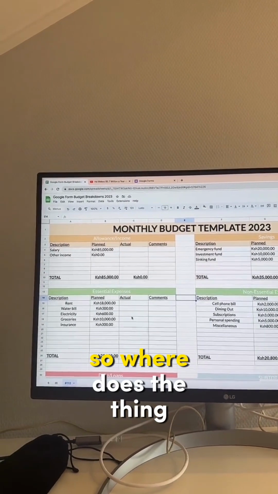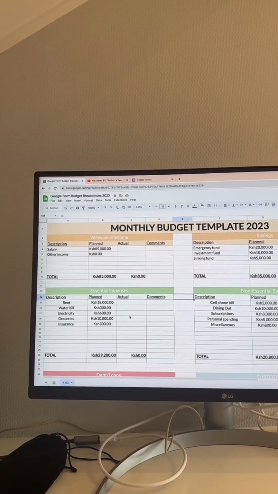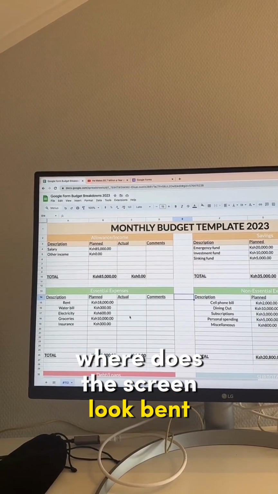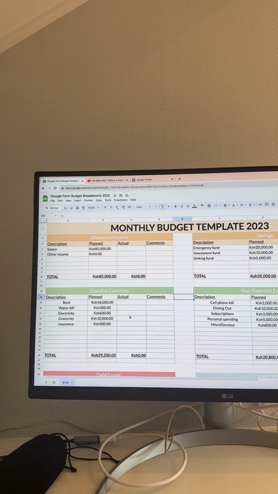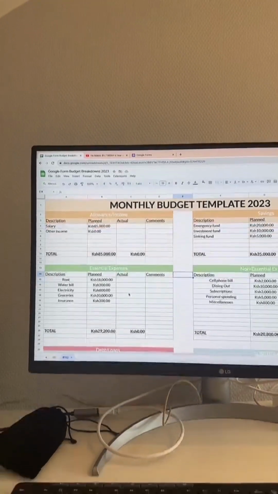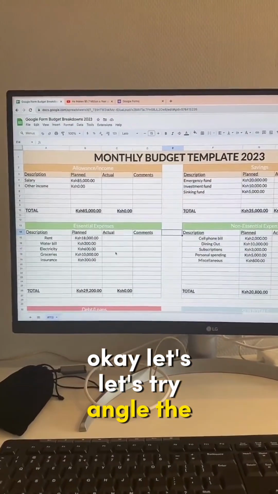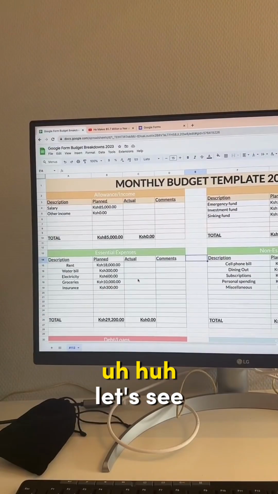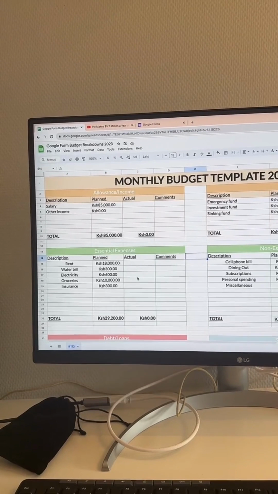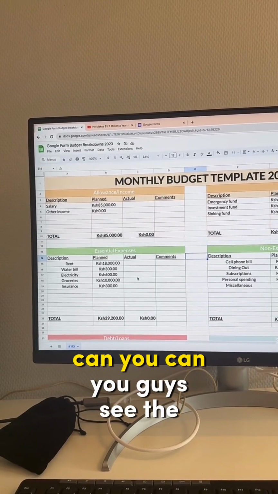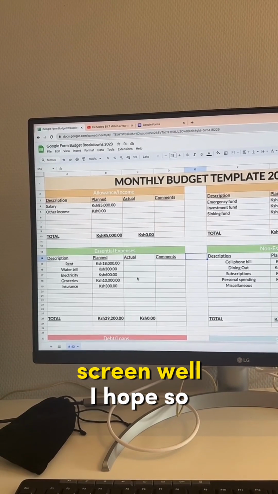So today we'll be going through your monthly budget for August, right? So why does the screen look bent? I don't know. Or is it my... Okay, let's try angle the camera better. Let's see. Can you guys see the screen? Well, I hope so.